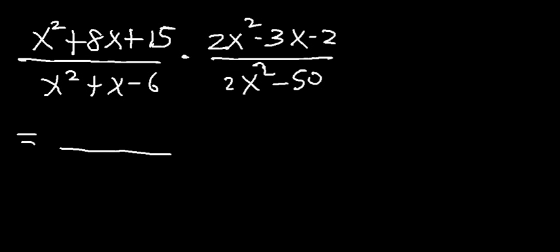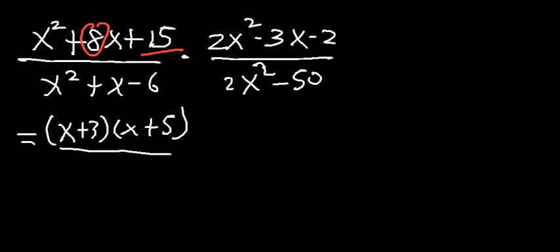So let's factor the first expression. What two numbers multiply to 15 but add to 8? So it's going to be x plus 3 and x plus 5, because 5 times 3 is 15, but 3 plus 5 is 8. You can use that technique if there's a 1 in front of the x squared.